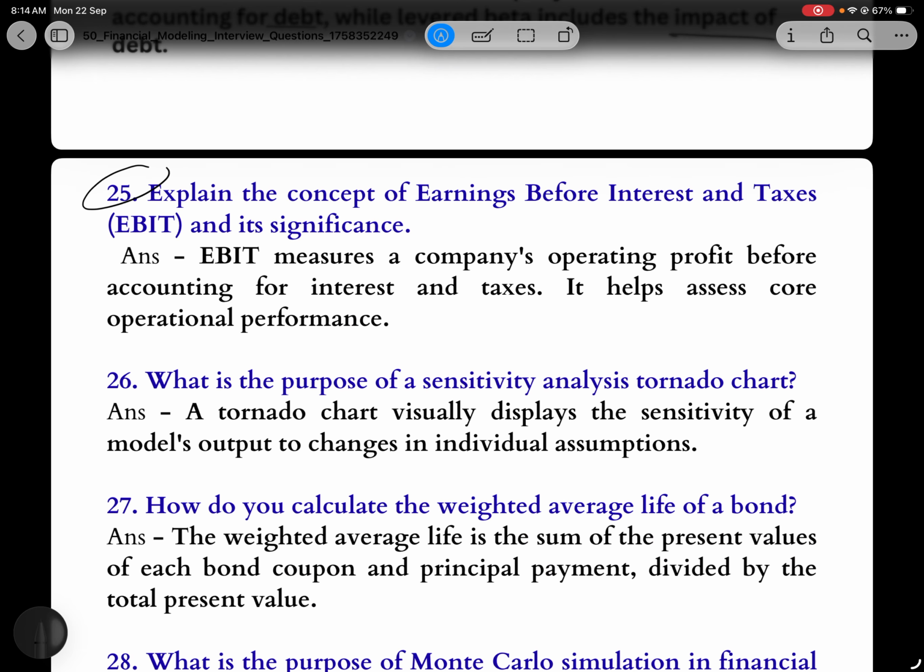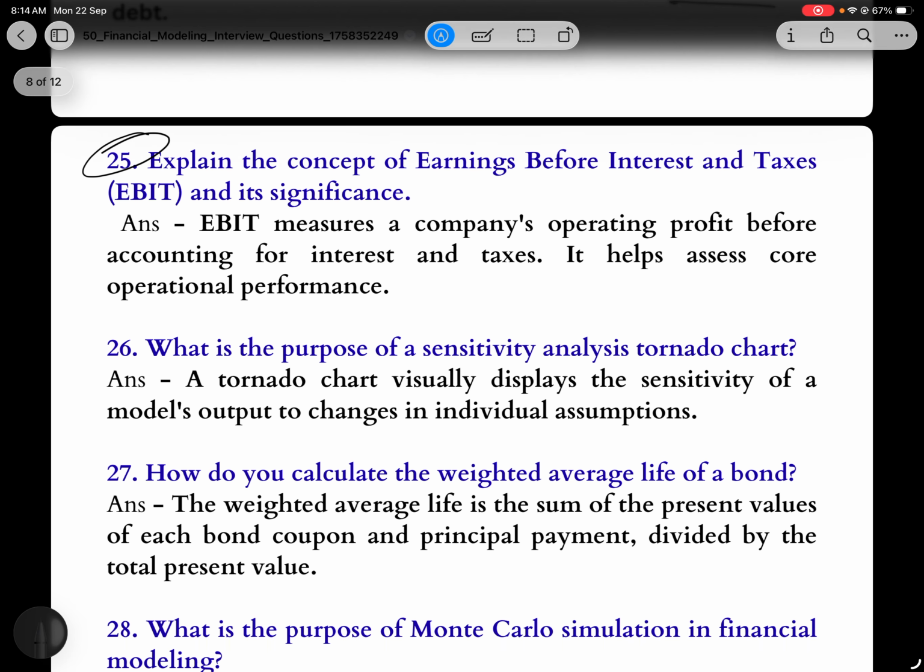So what is this question asking? Explain the concept of earnings before interest and taxes, EBIT, and its significance. It's basically a company's profit before any interest or taxes. So it assesses financial performance. It just depends how we want to use it, so in different scenarios we might want to use this.